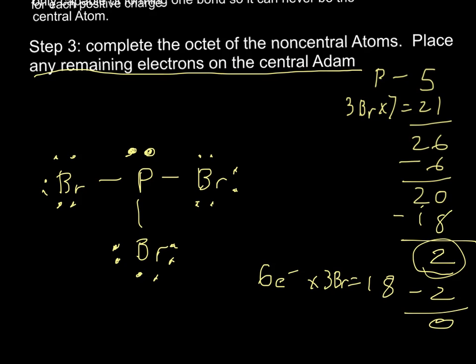So now rule 4, check and see, is everybody happy? Alright, so let's count and see if everybody has an octet. Our bromine has 2, 4, 6, 8. So that bromine's happy. 2, 4, 6, 8. So that bromine's happy. 2, 4, 6, 8. So that bromine's happy. And then our phosphorus, 2, 4, 6, 8 electrons. So our phosphorus is happy. So we're done.